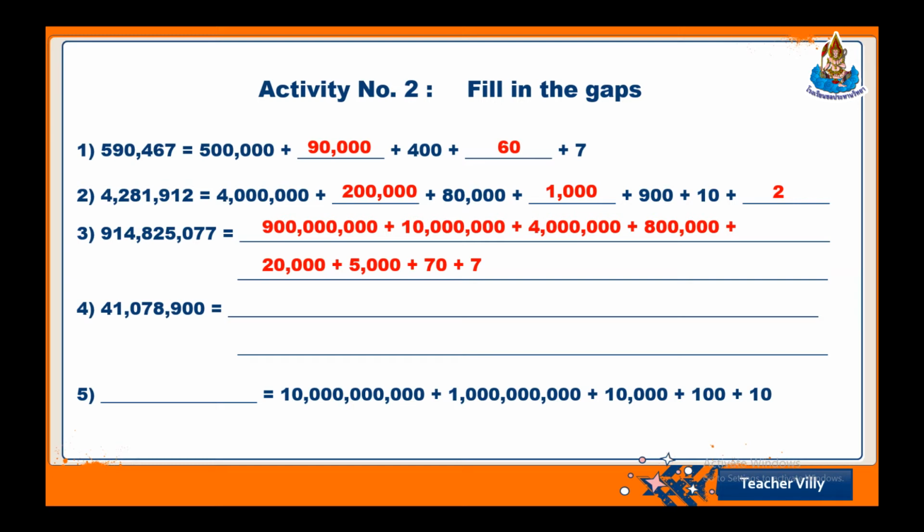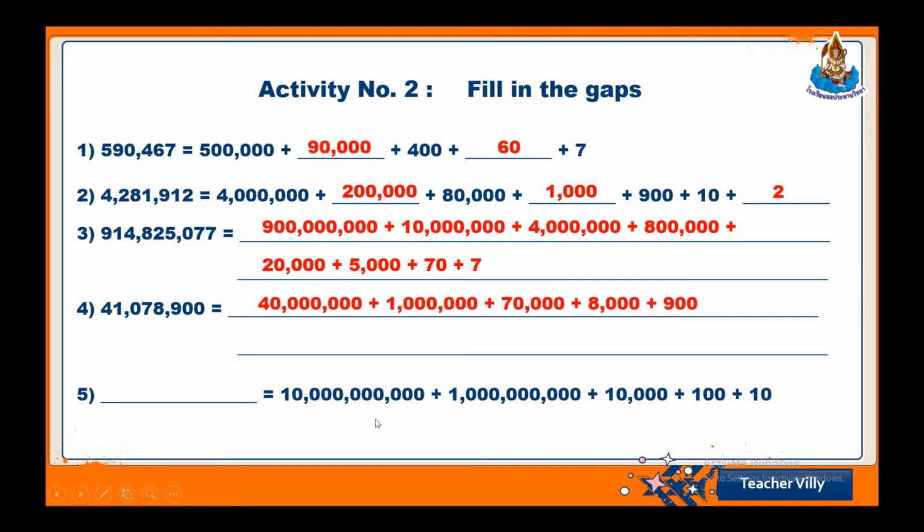Number 4, the number is 41,078,900 can be written in expanded form as 40 million plus 1 million plus 70,000 plus 8,000 plus 900. Excellent. And we have number 5.